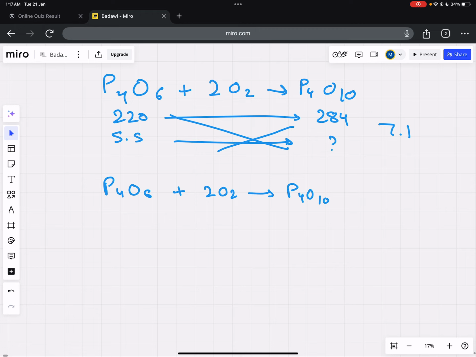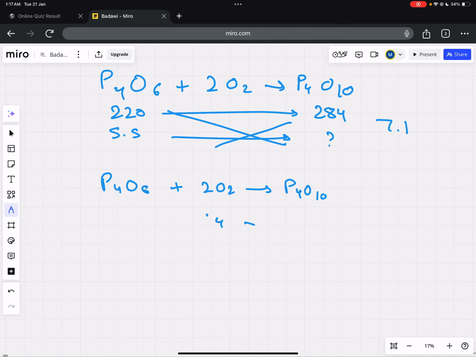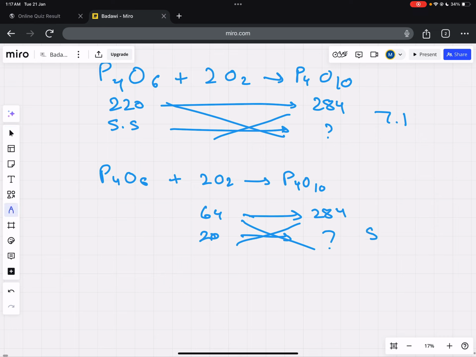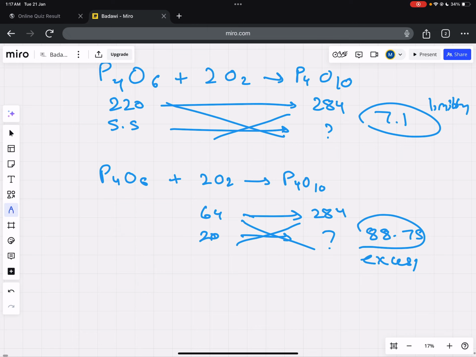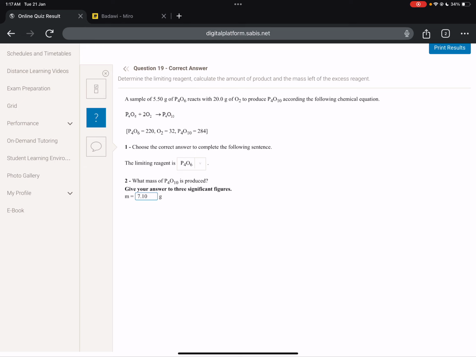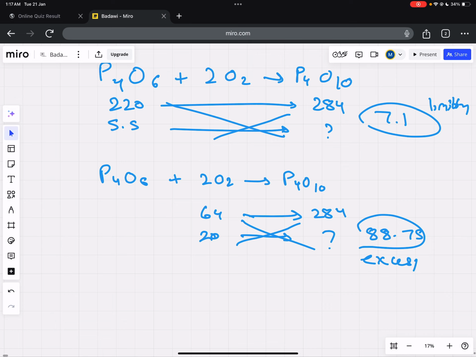Now for oxygen, it's going to be 64 to 284, then 20 to how much? Now I don't even need to solve it, but let's just solve it to double check. I'll get 88.75. So of course, this is going to be my limiting, while this will be my excess. So the limiting reagent and the mass are rounded. Since they said 3 significant figures, I'm gonna put 7.10.